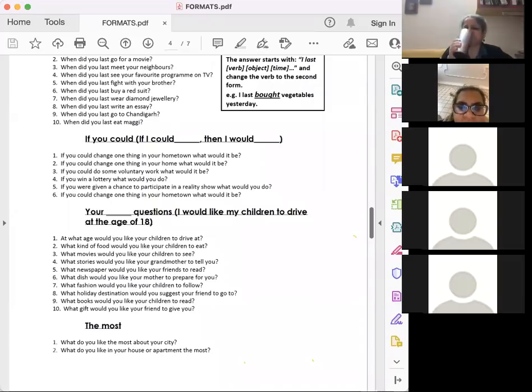If I could change one thing in my home, it would be expanding my balcony. Yes, it would be the balcony. I would like to expand it. You can make it two sentences. It would be the balcony. Okay. I would like to expand it. Okay.